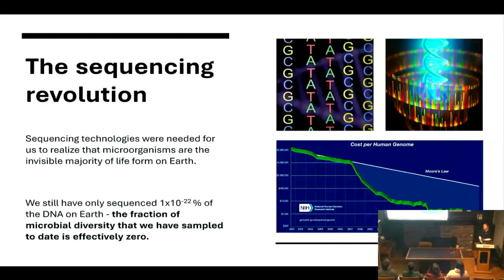And despite this, we've still only sequenced 1 × 10⁻22% of all DNA on Earth. So there's a long way to go. It's basically 0. We haven't sequenced any of the diversity of life. So the field is very much in its infancy.